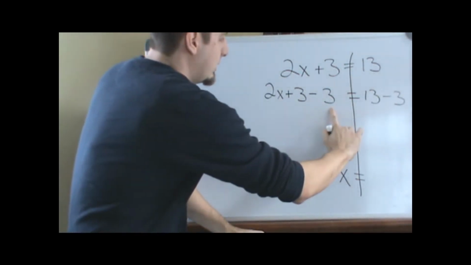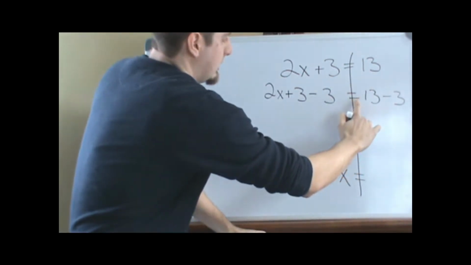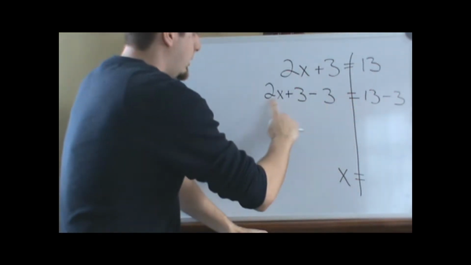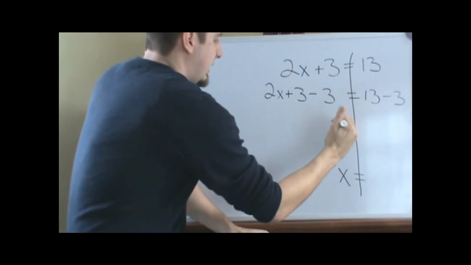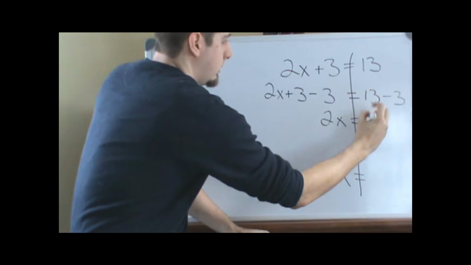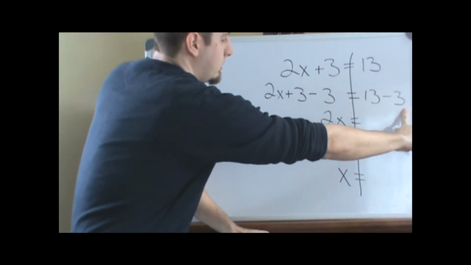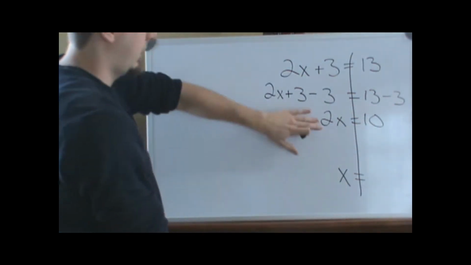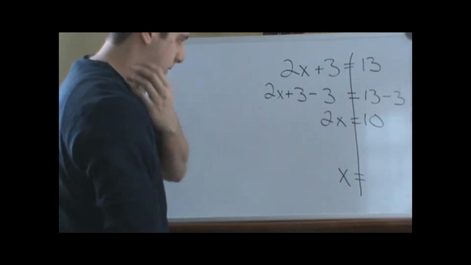So what you do to one side, you have to do to the other because of the equal sign. The equal sign tells you that is mandatory. So the 3's on the left side cancel each other out, and you're left with 2x. 13 minus 3 on the right side becomes 10. Now we're down to a one-step equation. We have to get rid of the 2.